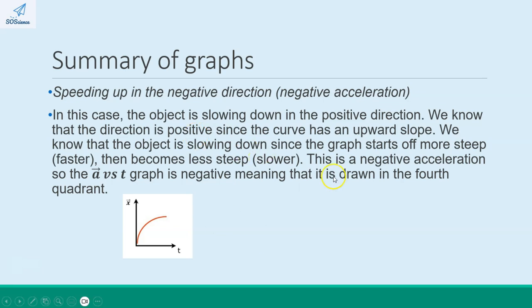Now, because this is a negative acceleration, your acceleration time graph is negative, meaning that it will be drawn in the 4th quadrant. When you calculate acceleration, you'd get a negative value. And the negative value, that straight line, needs to be drawn in the 4th quadrant.